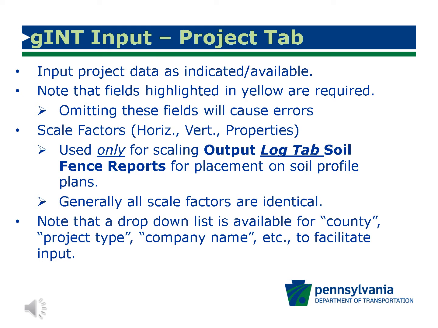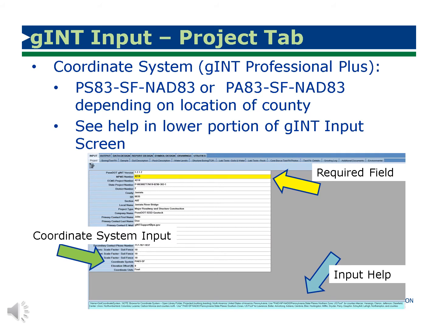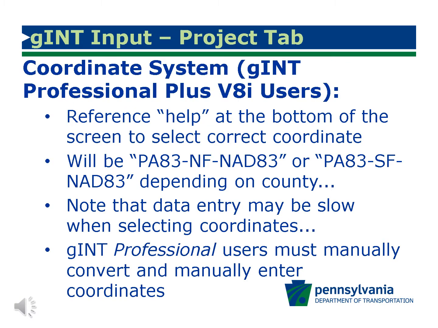Note that a number of drop-down lists are available on the Project tab for county, project type, and company name to facilitate input. Input for the Coordinate Input System on the Project tab must be entered by gINT Professional Plus users. See the bottom of the screen help provided for entry of the correct coordinate system. The coordinate system that is most likely to be used is PA83-NF-NAD83 or PA83-SF-NAD83, depending on the county.